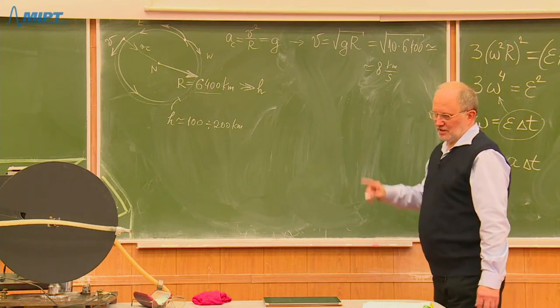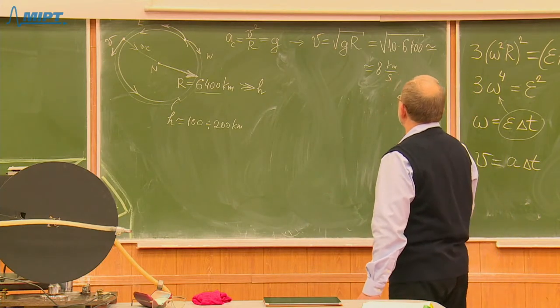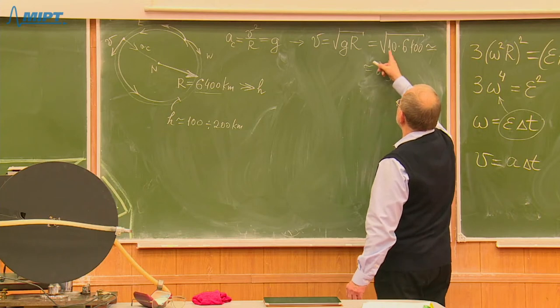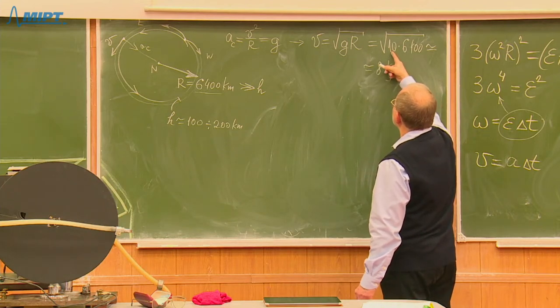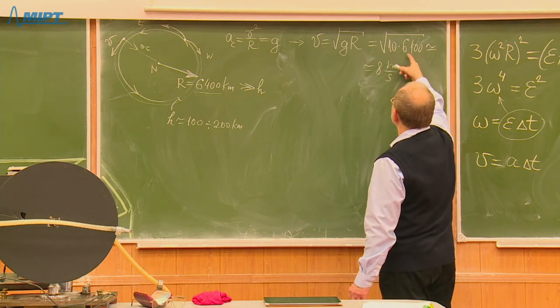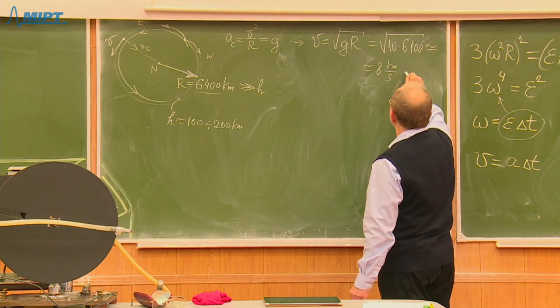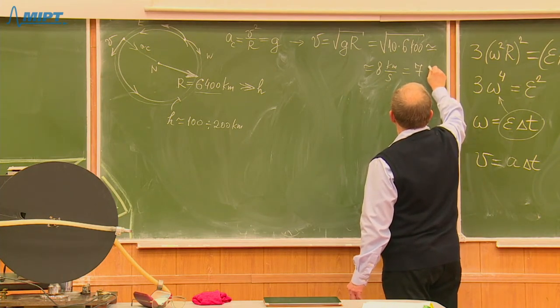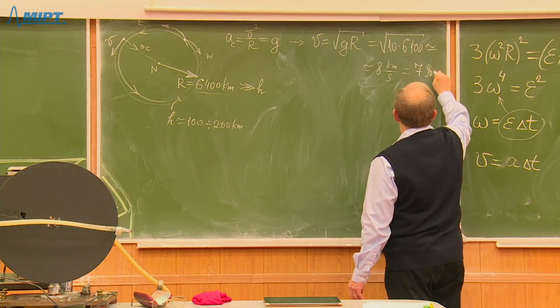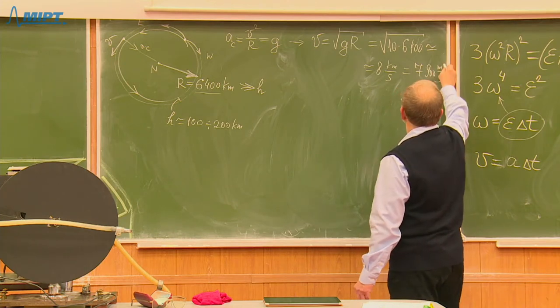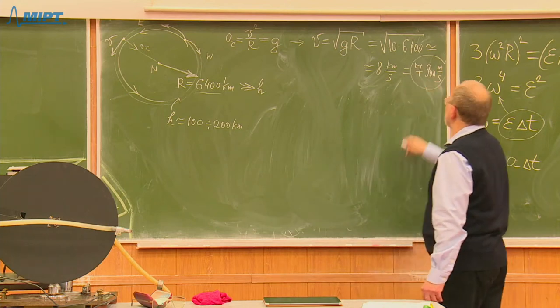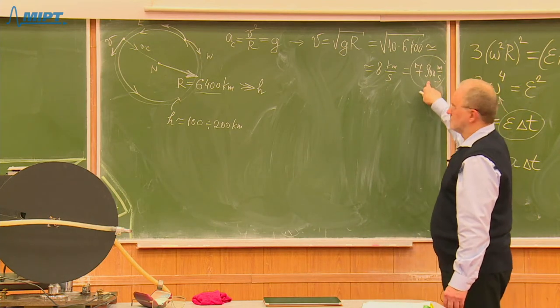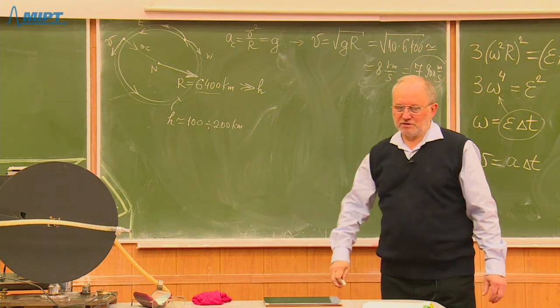Eight kilometers per second, approximately. If you calculate it exactly, taking into account that acceleration of free fall is 9.8, and if you take the exact radius, then you will obtain the exact figure of close to 7,900 meters per second. That is a more exact figure, but also approximate.